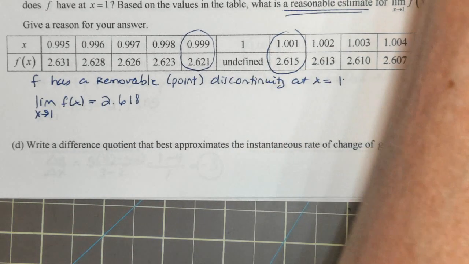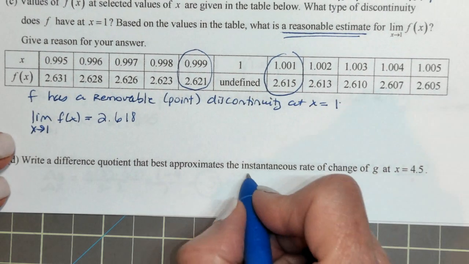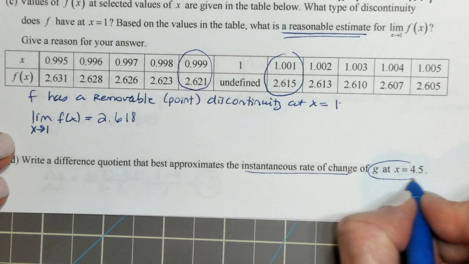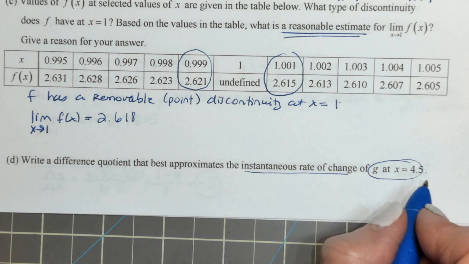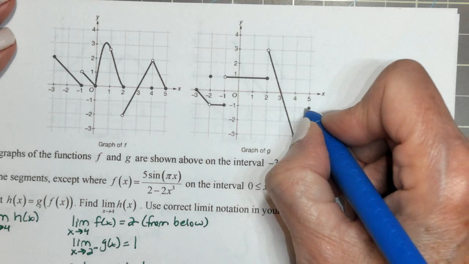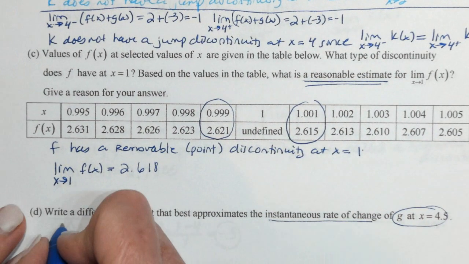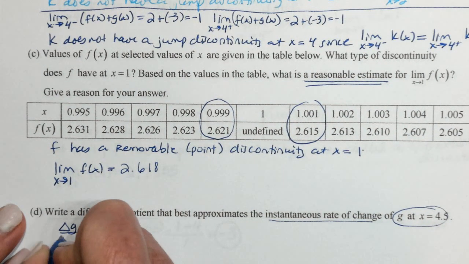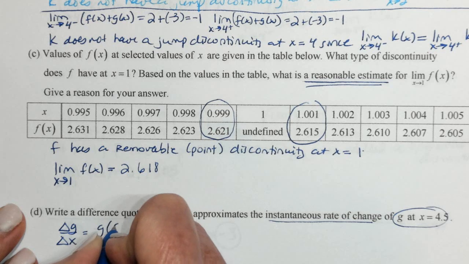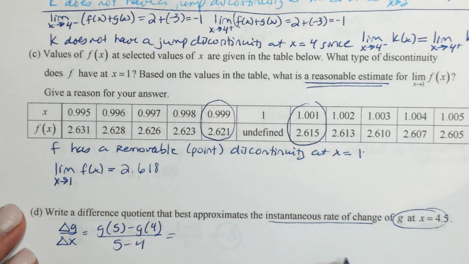Alrighty. And then lastly, write a difference quotient that best approximates the instant rate of change of g at x equals 4.5. So I go to 4.5. Here's 4.5. It would be right there. It's asking what is the slope between those 2 points right there. So to show my work, I'm going to say change in g over change in x, g at 5 minus g at 4 over 5 minus 4. So that would be a difference quotient.